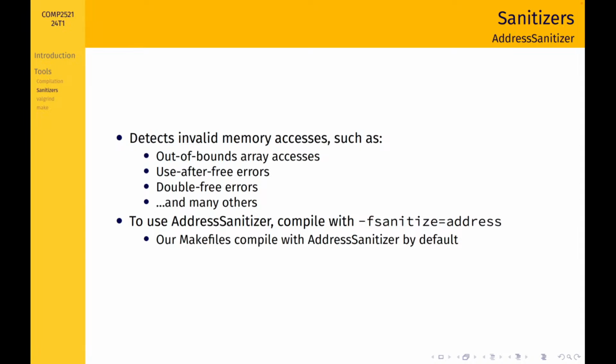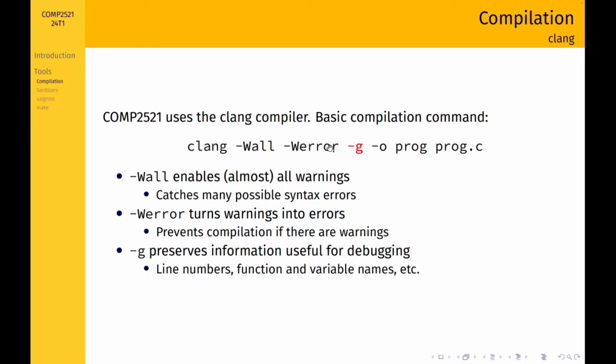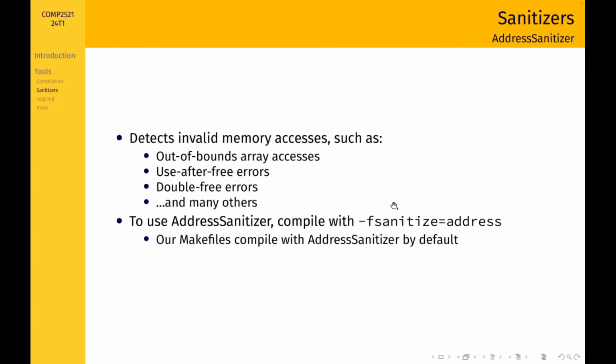So the address sanitizer detects invalid memory accesses. Things like when you're trying to access null, when you try to access an index which is out of bounds for an array, if you're using a piece of memory after you've already freed it, if you're trying to free memory twice, and so on. And to use address sanitizer, we compile with this flag. In addition to these flags here, we also include this flag, -fsanitize=address.